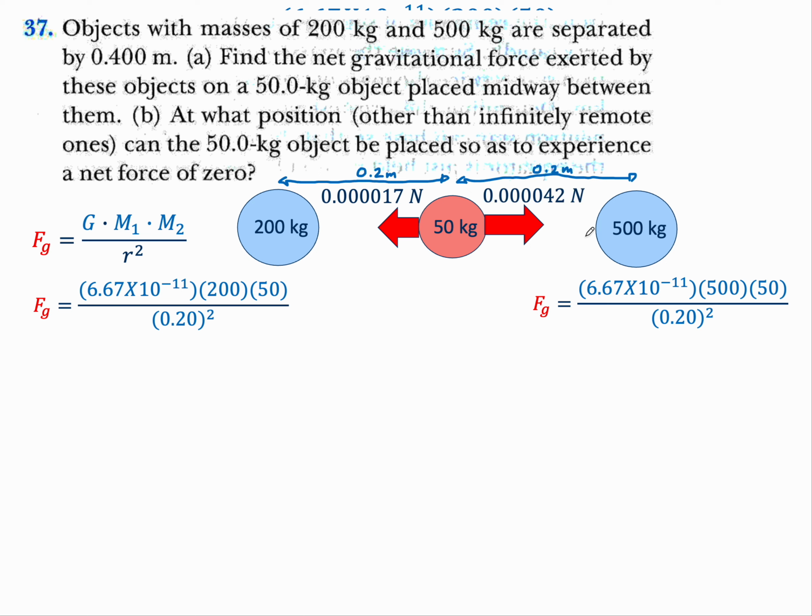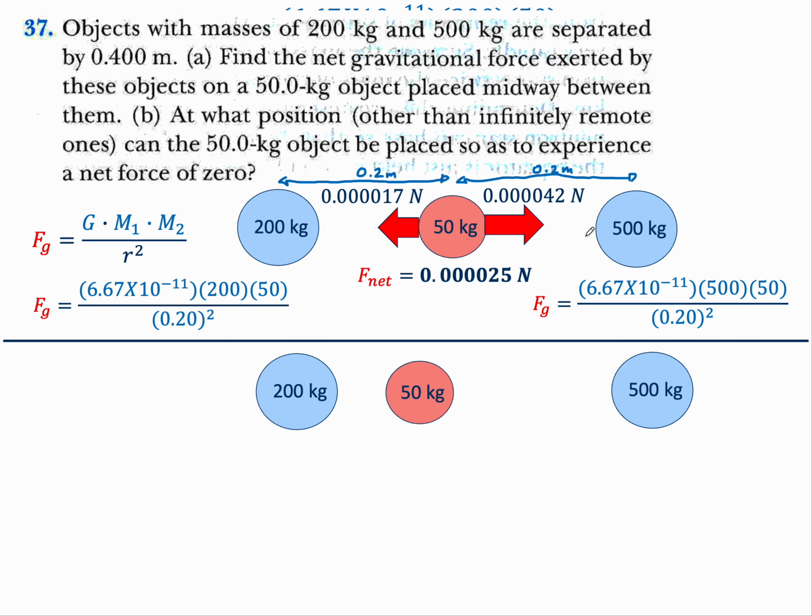So what's the net force? Well, just the difference between these two, which ends up being about 0.000025 newtons towards the right, which I'll leave as positive. For part B, the question is, where should you place this so the two forces are equal? Well, logically, you would want to put it closer to the 200 kilogram and further from the 500. So even though the 500 has a larger mass, the greater distance would offset it.